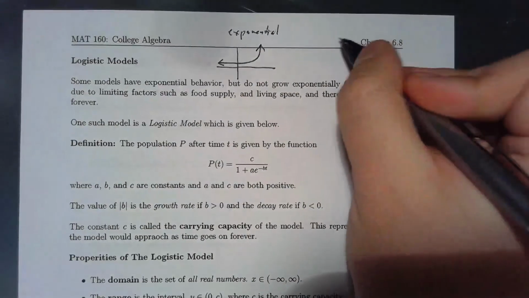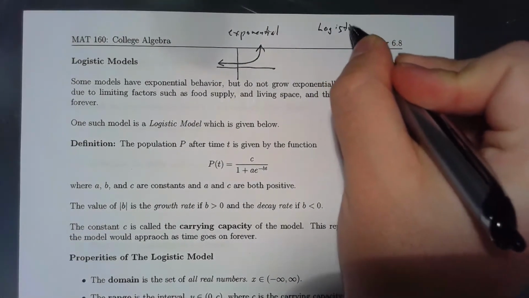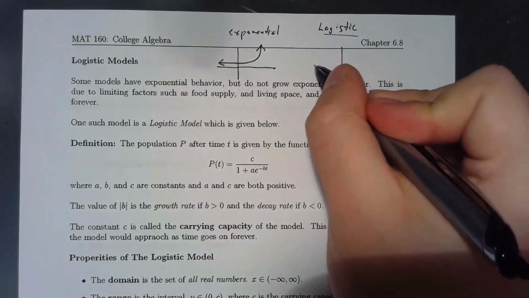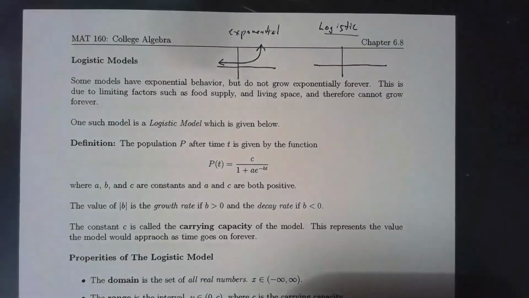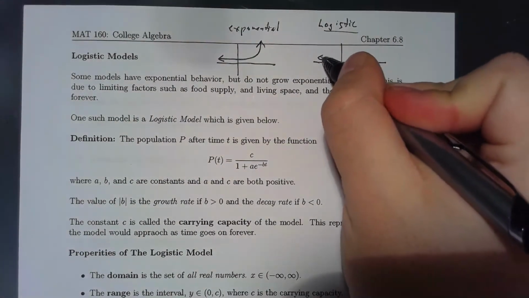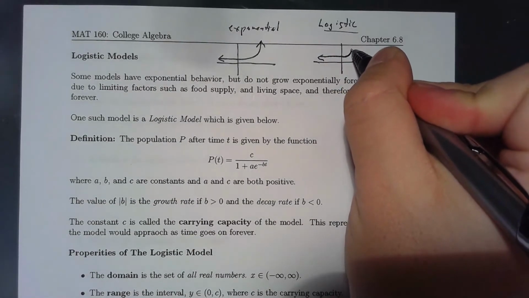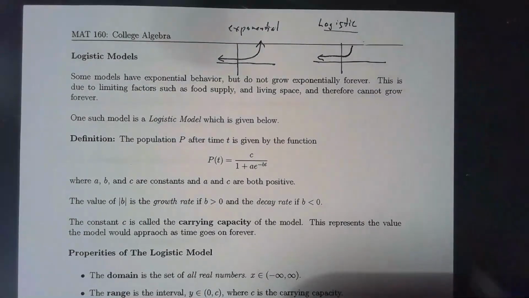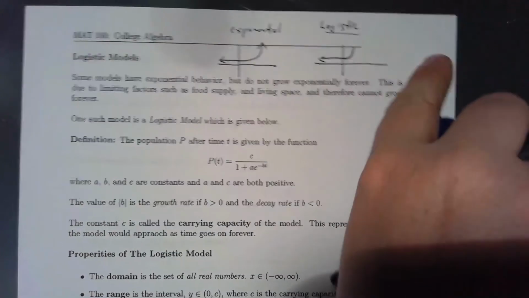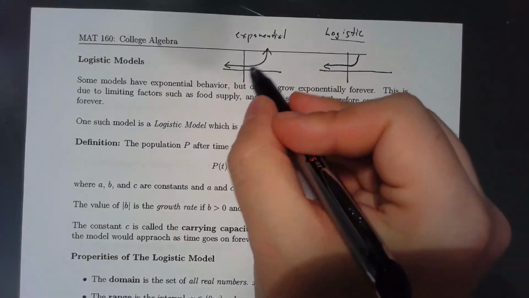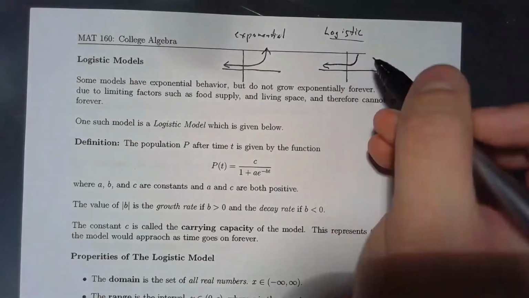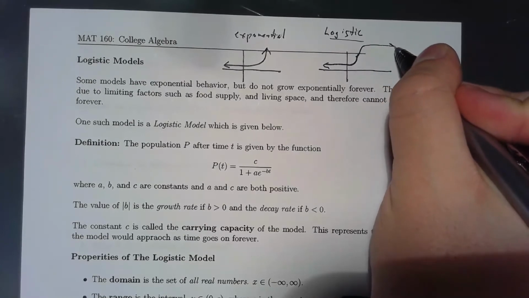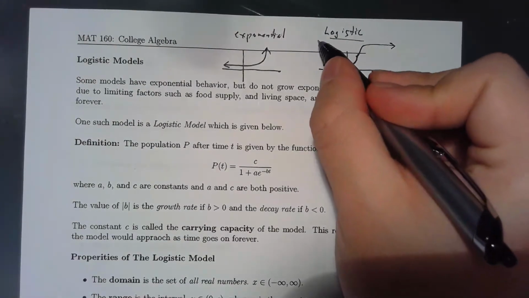A logistic model, however, this is not logarithmic, this is logistic. Don't confuse the two. So logistic models have exponential behavior. They start off exponentially, but they don't remain exponential forever. Exponential takes off and goes up forever. Logistic models don't do that. They go up, but eventually they start to flatten out again, like this. That's a logistic model. And it approaches a horizontal asymptote.